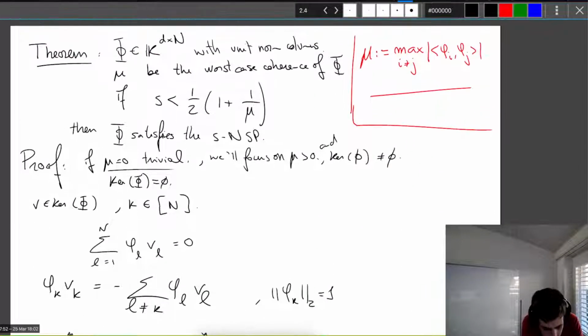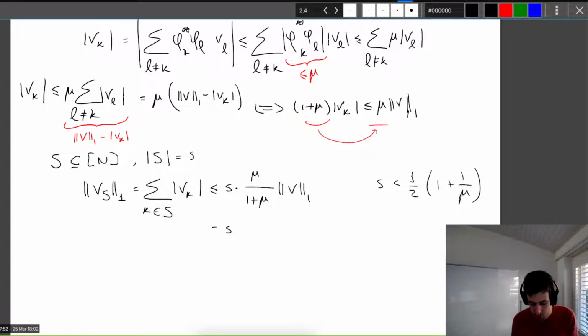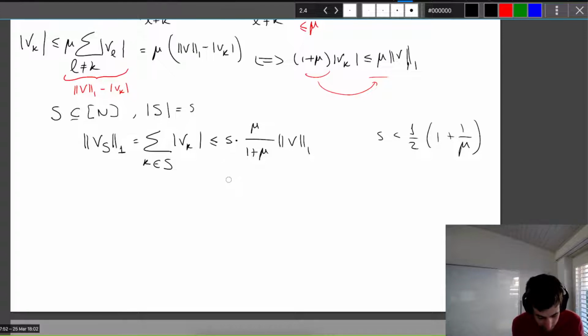Right, what do we know about S? S is smaller than 1/2 of 1 plus 1 over mu. So we know that, let me write it here, S is smaller than 1/2 of 1 plus 1 over mu. So this is the same thing as 1 plus mu over mu. And so by this fact here, we just have that now this is equal, or smaller even, not just smaller equal, than 1/2 times 1 plus 1 over mu times mu over 1 plus mu, all the mu's cancel out, times the 1 norm of v. Okay, but now we're done, right?